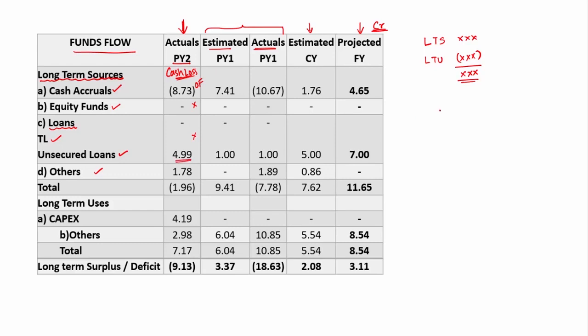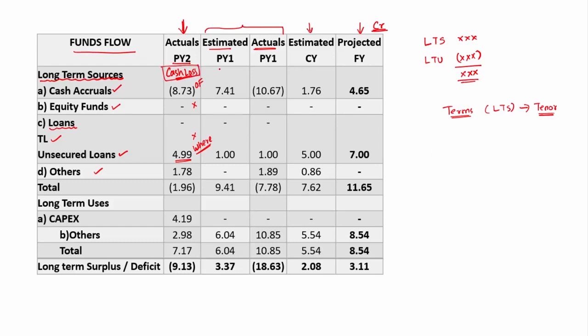So as a banker, you should know from where they got it, from whom they have borrowed. Unsecured loan, what are the terms of the unsecured loan? Of course it is classified under long-term source, but what is the tenor? And at this juncture, any long-term funds coming into the business is good, because they have suffered a huge cash loss.